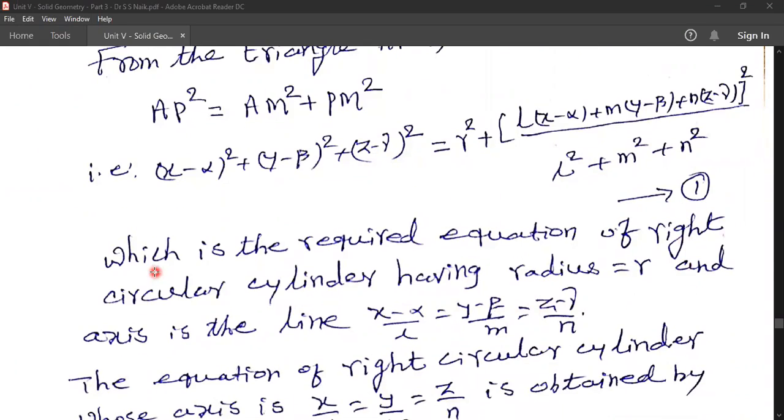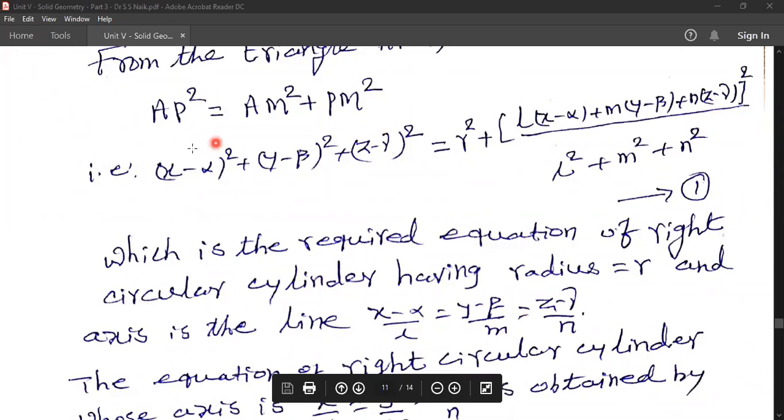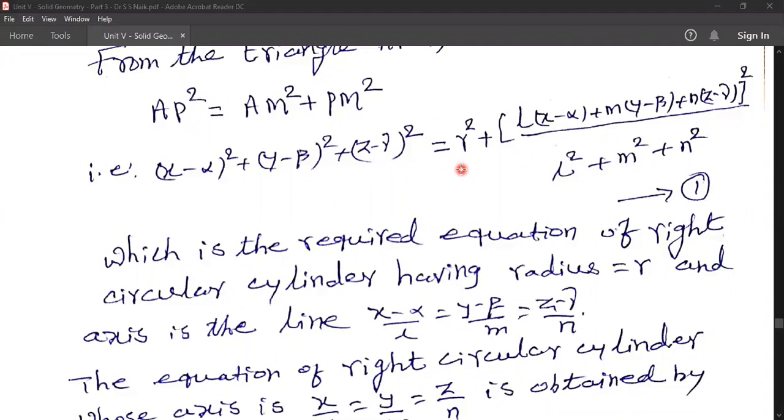Then this equation is the required equation of a right circular cylinder having radius equal to r and axis the line (x minus alpha) upon l equal to (y minus beta) upon m equal to (z minus gamma) upon n. That means you will have to remember this equation of the right circular cylinder. So it becomes (x minus alpha) square plus (y minus beta) square plus (z minus gamma) square is equal to r square, and then you have plus this value. This is equation number 1.